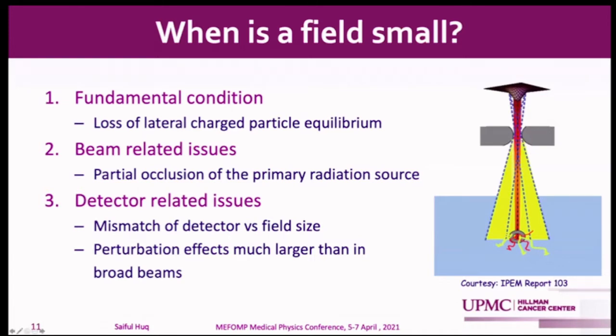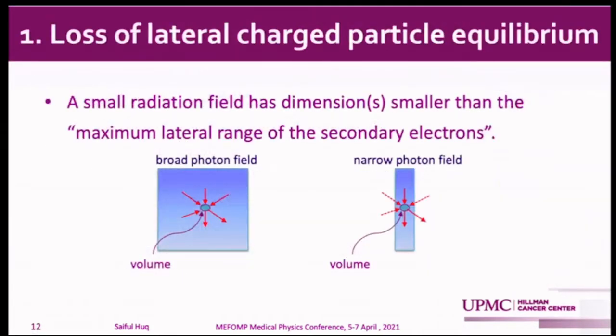So let me talk about each of these conditions now. Loss of lateral charged particle equilibrium, or LCPE, occurs in photon beams when the beam half-width or radius is smaller than the maximum lateral range of the secondary electrons. Lack of LCPE is obviously very problematic for dosimetry because the balance of charged particles scattered laterally in and outside of the beam fails. This is shown schematically here.